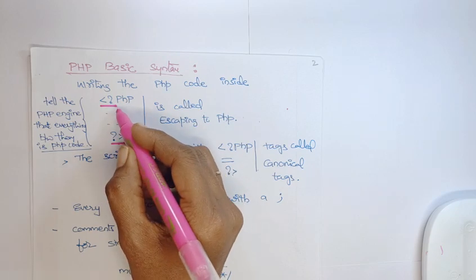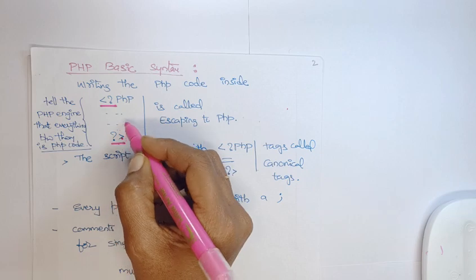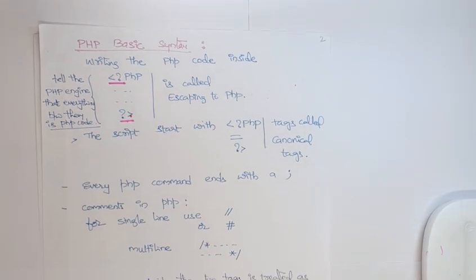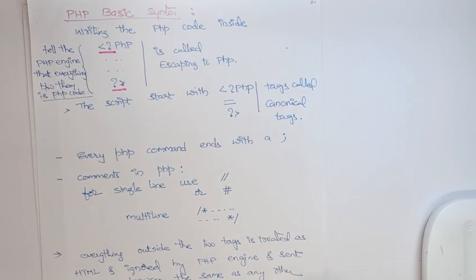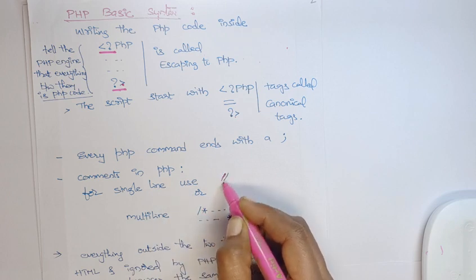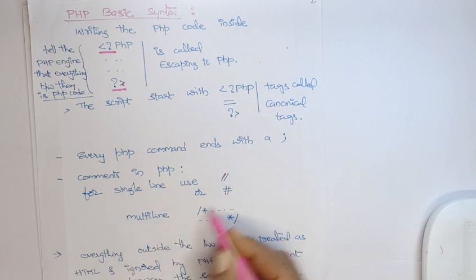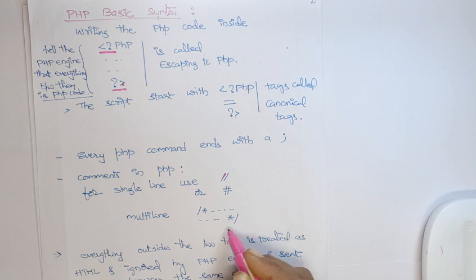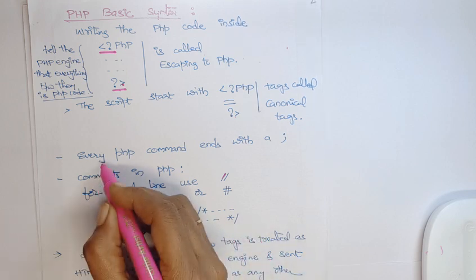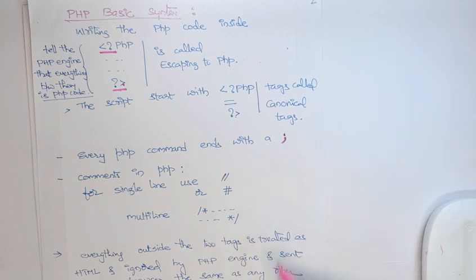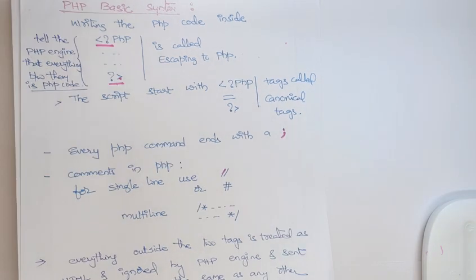So if you are writing the code between these tags, it will tell the PHP engine that it is PHP code. And if you want to write any comments in PHP, for a single line you can use double slash or hashtag. For multi-line you can use slash star, some set of statements, again star slash, same as in C language. And every PHP command ends with a semicolon. Every PHP statement must end with a semicolon.